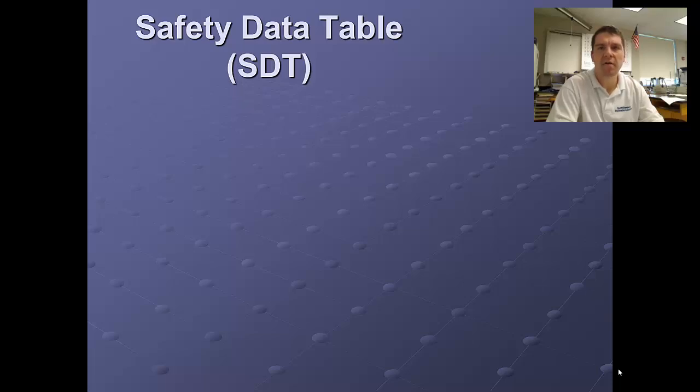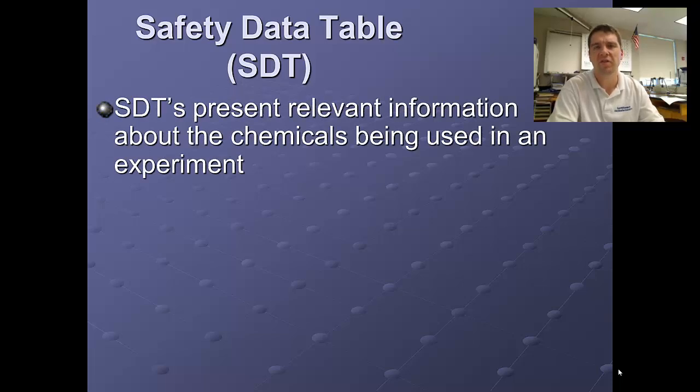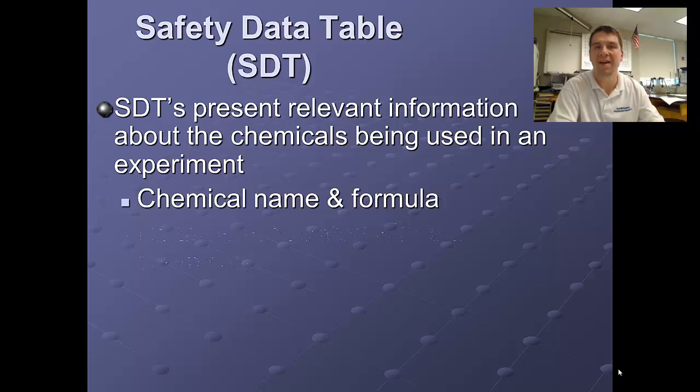Besides that, there may be specific information that we need given the laboratory. We might need to know something about its density, or we might need to know its molecular weight, or its melting point, or its freezing point. It just depends on what the exact experiment is. But there's some things that are pretty consistent in a safety data table. Some of the things that are going to be pretty consistent would be the chemical formula, the chemical name.